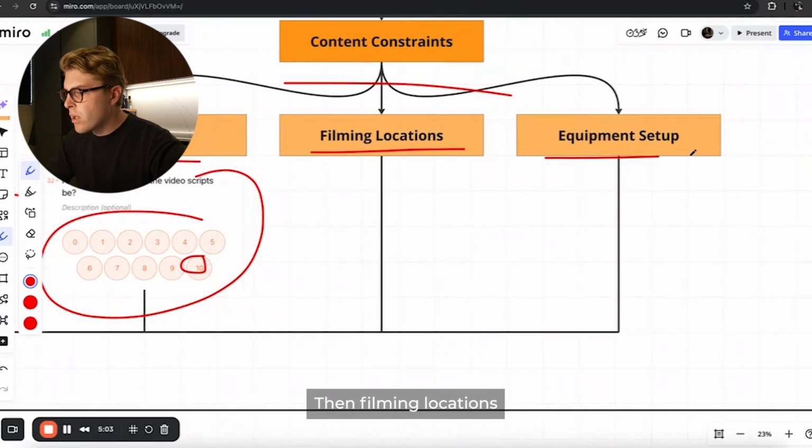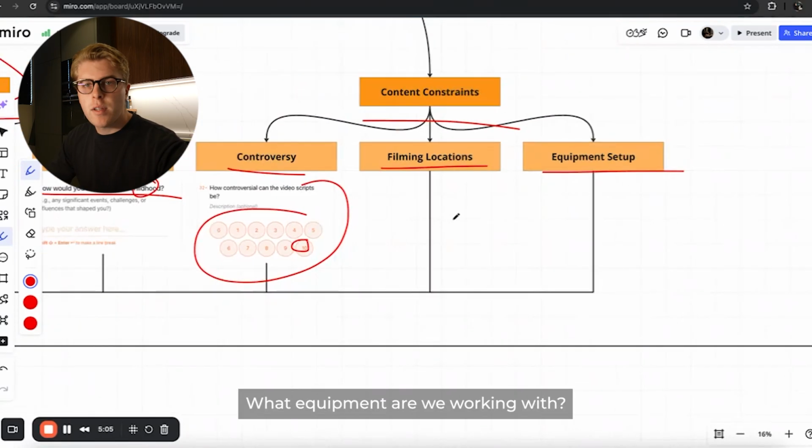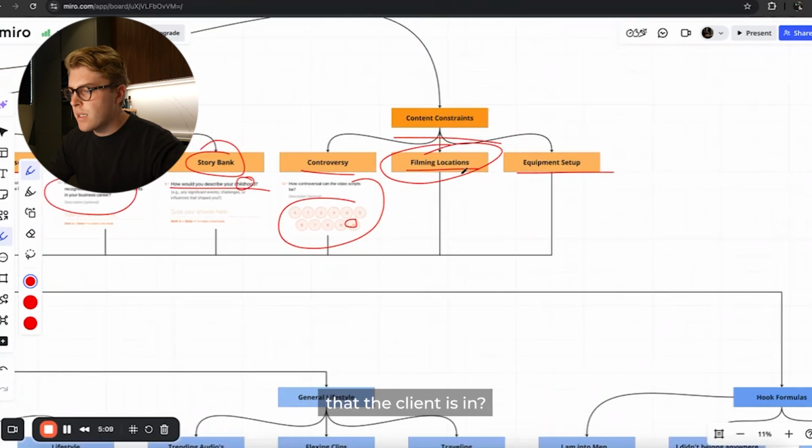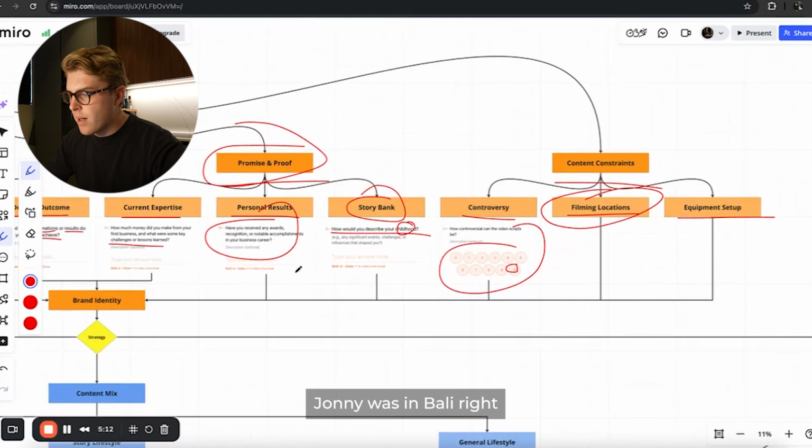Then filming locations and equipment setup. What equipment are we working with? What equipment does the client have? And what is the location that the client is in? So in this case, Johnny was in Bali, right?